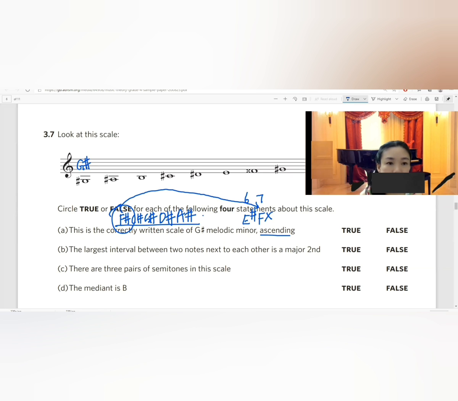So the first one is a G sharp, so it's correct. G has a sharp. Next one is A sharp. Yes, A has a sharp. B no sharp, correct. C sharp, correct. D sharp is correct. But E, they put natural here. So this is wrong. E should have a sharp.